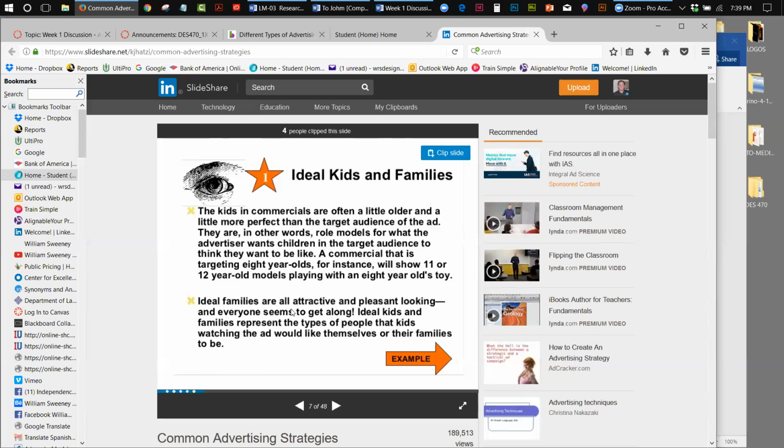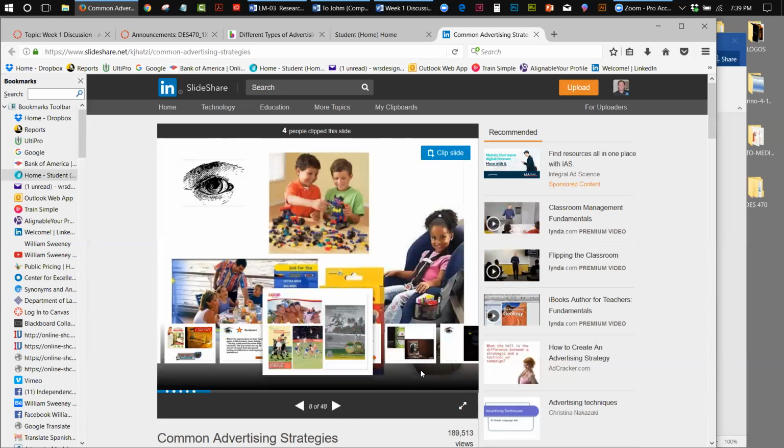Ideal families are all attractive and pleasant looking, and everyone seems to get along. Ideal kids and families represent the type of people that kids watching the ad would like themselves or their families to be. And again, this is something that is basically studied. It is basically looked at. They do a determination of whether this is going to work or not. But as a rule, generally, people do like to think that they're attractive and pleasant. Here are some imagery.